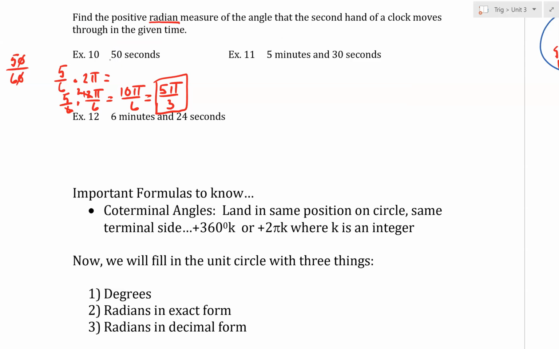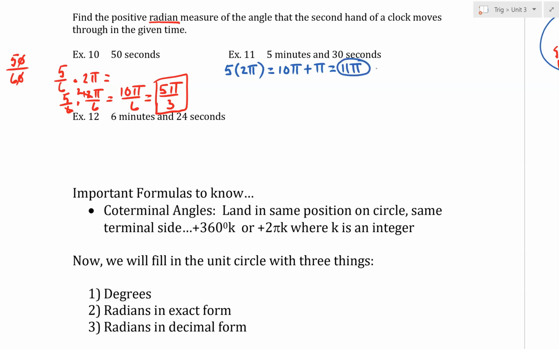5 minutes and 30 seconds. Well, 5 minutes, how many pi did we go? If you just went 5, forget the 30 seconds for a minute. If you just went 5 minutes, how many revolutions is that? Well, that is 5 revolutions. So 5 times 2 pi gives you 10 pi. And then 30 seconds would be another pi, and so total, you would be 11 pi.